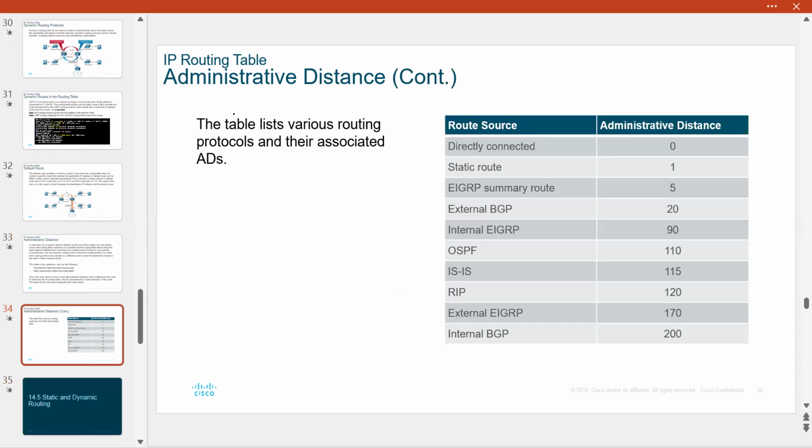Okay, static routes and directly connected are most trusted. Then after that, we have my protocols, and the ones we will concentrate on are OSPF. We will be demonstrating RIP, but we don't use it that much. So this is the trustworthiness of routes.